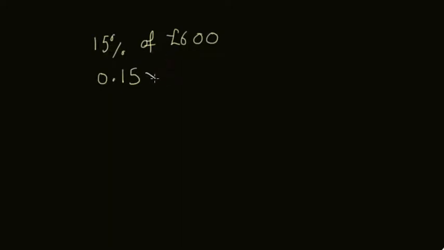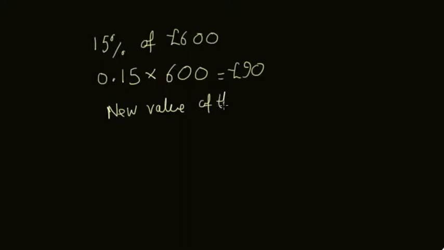So we just times the 600 by the 0.15, and that comes out at 90. So this is the 15%. So to find out the new value of the shares, we add £600 that they were originally plus the £90 that they've increased by. So we'd get £690.